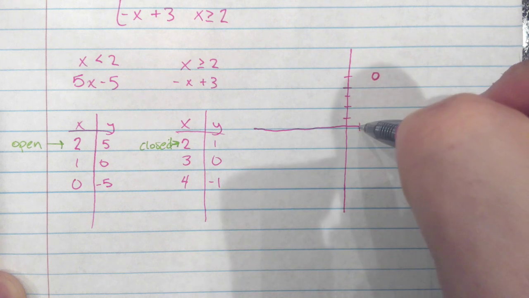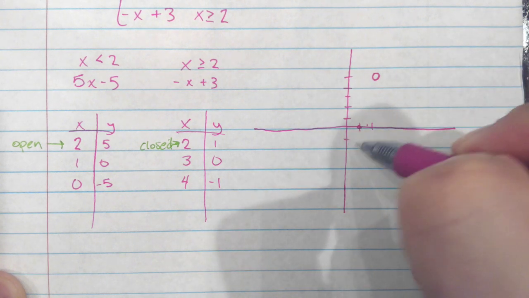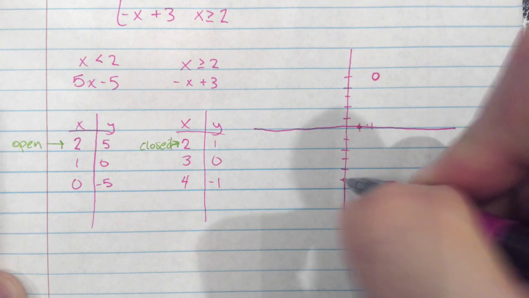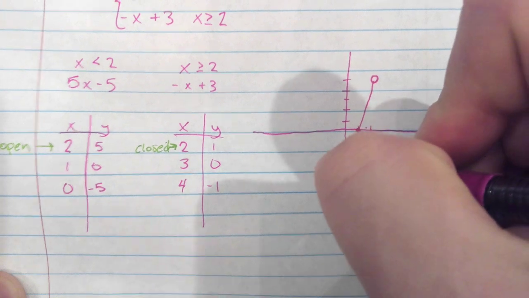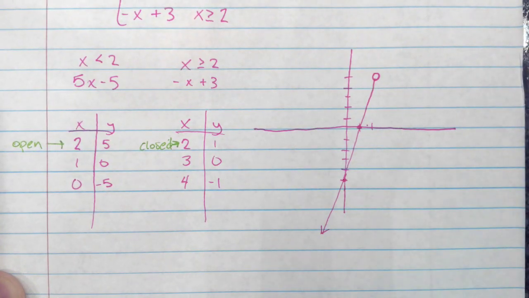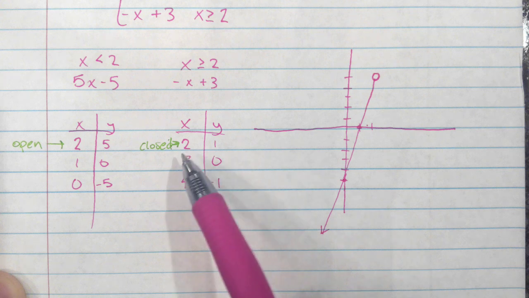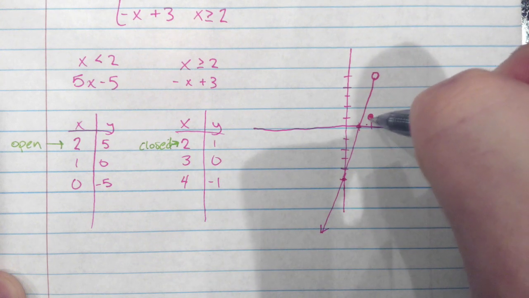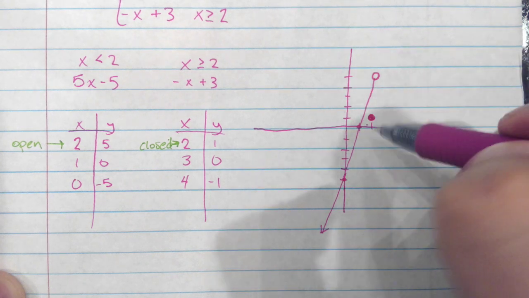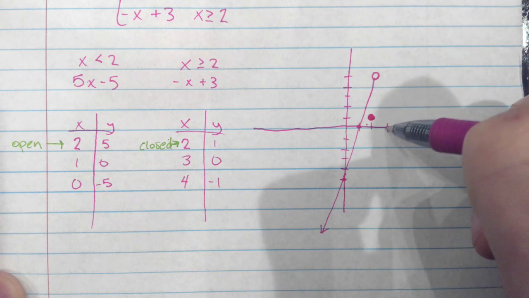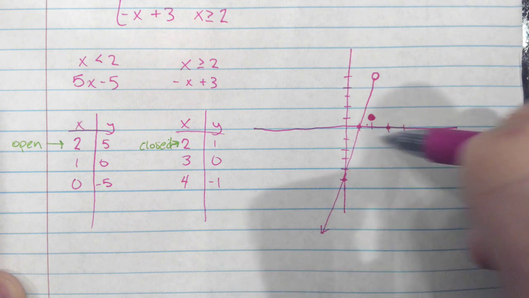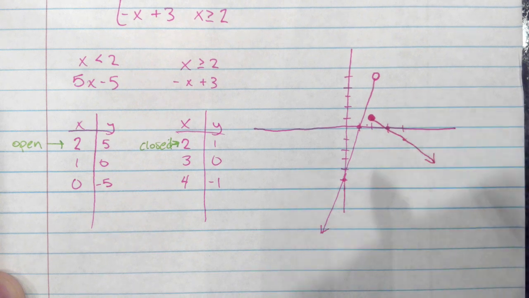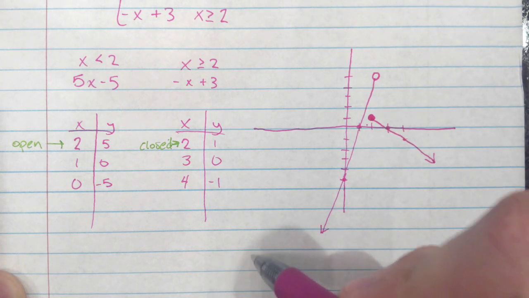Next point is 1, 0 here, and then 0, negative 5. 1, 2, 3, 4, 5. Right there. Connect those with that ray. Second one, 2, 1. Nice big closed circle. 3, 0, and then 4, negative 1. Okay, got it graphed. Now we just state the domain and range.